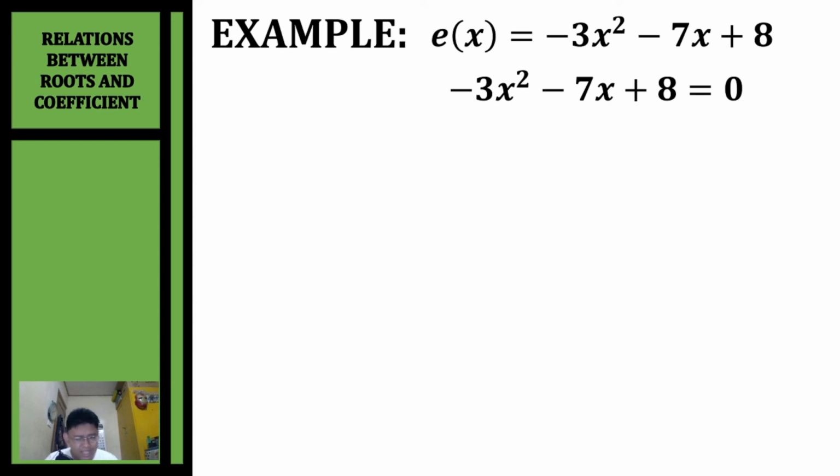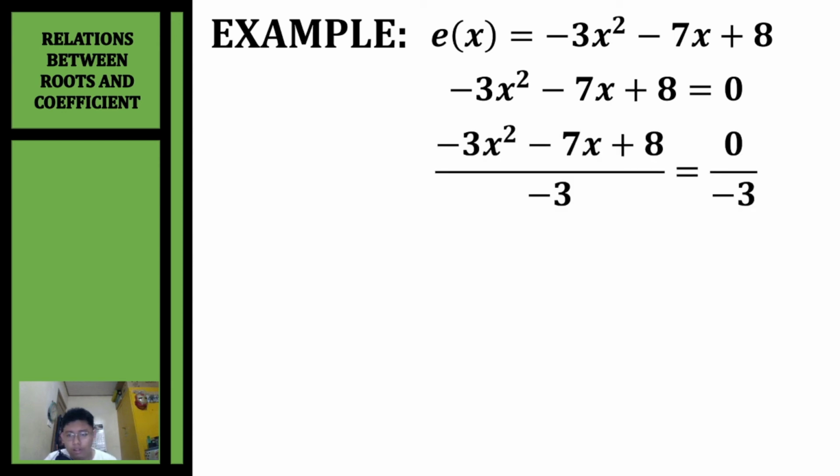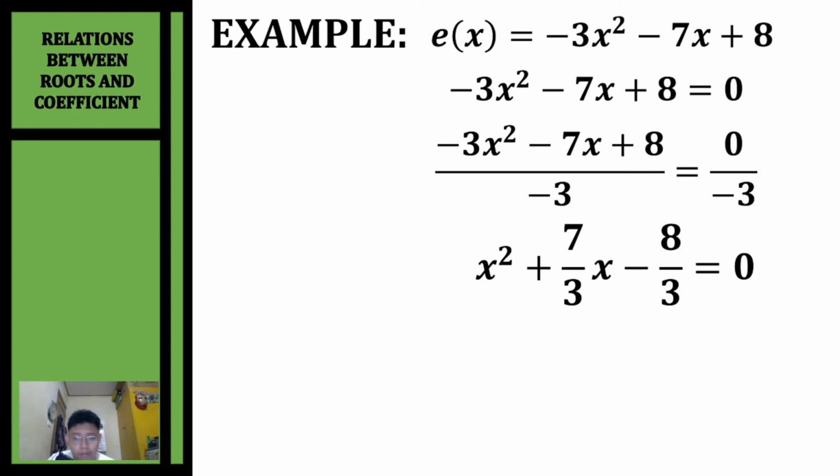So in this case, it's not equal to 1. Therefore, we need to divide both sides by negative 3. So simplifying, we will have x squared plus 7 over 3x minus 8 over 3 is equal to 0.